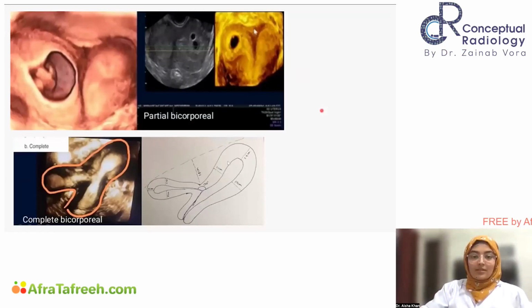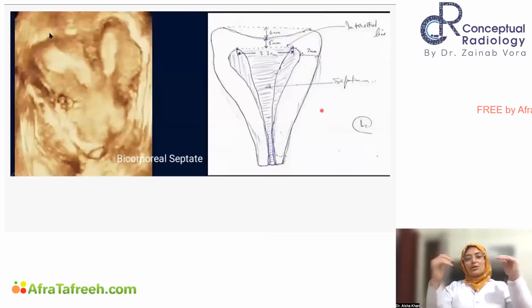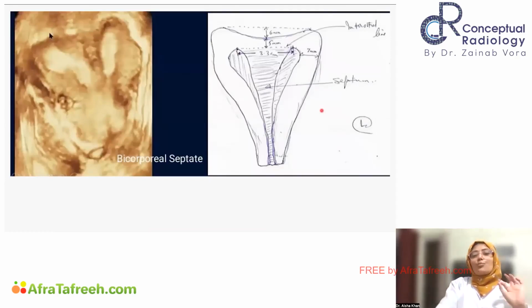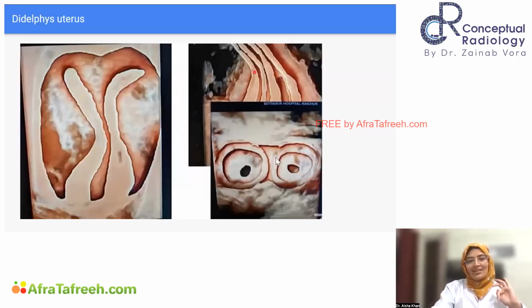Okay. This is a case of bicorporeal septate. So see, because there is some external clefting also which is happening, which is fulfilling the criteria given by ESHRE, and a septum is also present, which is dividing the two cavities. So it is bicorporeal septate uterus. I want you all, after this session, just go back and read more about this. It's a really interesting entity.